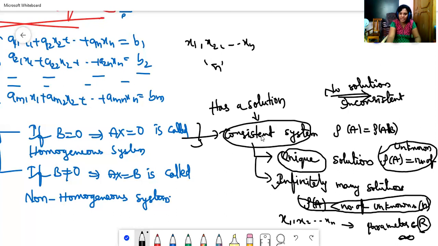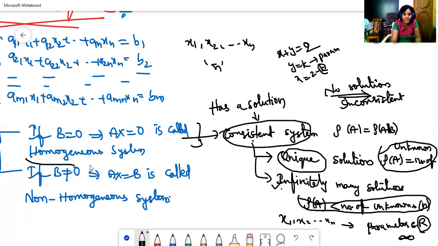It has a solution, so it is consistent. If it is consistent, then unique solution or infinitely many solutions. If the rank of A is equal to the number of unknowns, the variable values are unique, so a unique solution. If the rank is less than the number of unknowns, suppose x plus y is equal to 2. In this, we can choose y equal to k, then x equal to 2 minus k. k is a parameter; giving all real values to this k, the solutions are also infinite. So the system has infinite solutions.